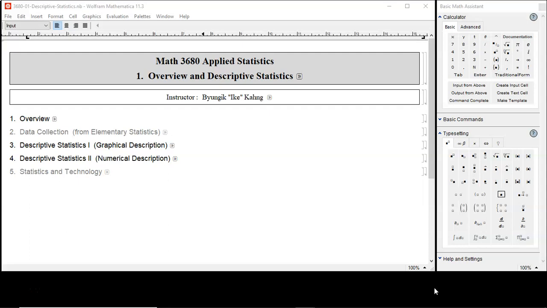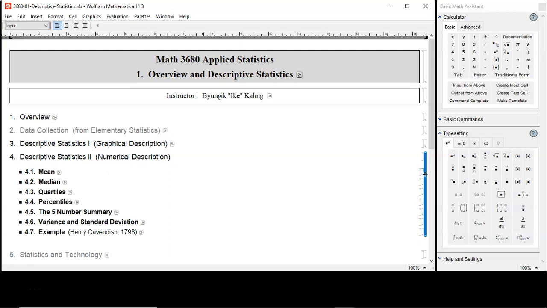Hello students, welcome back. We just completed section 3, graphical description. Now let's go to section 4, numerical description of data.